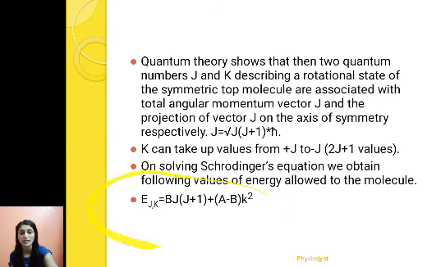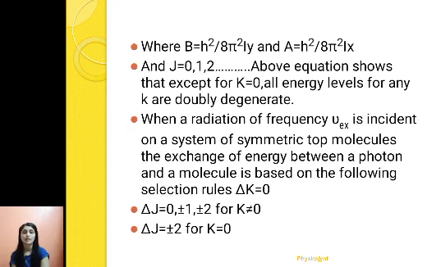So E_JK, the energy of the molecule with quantum numbers J and K, is given by the formula B J into J plus 1 plus (A minus B) into K square. Here B is h square upon 8 pi square Iy and A is h square upon 8 pi square Ix. We know that B is a rotational constant. Here we have two rotational constants, B and A, as we have used two rotational quantum numbers. And J can take values 0, 1, 2, but the above equation shows that except for K equals 0, energy levels for any K are doubly degenerate.